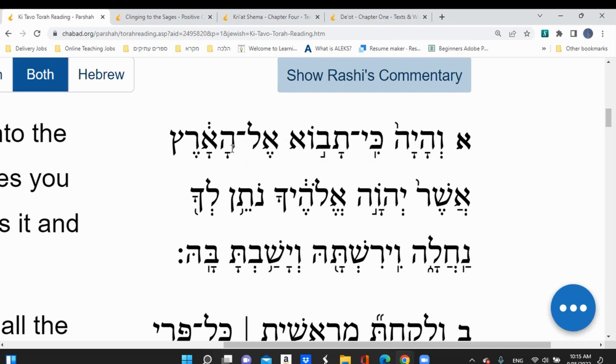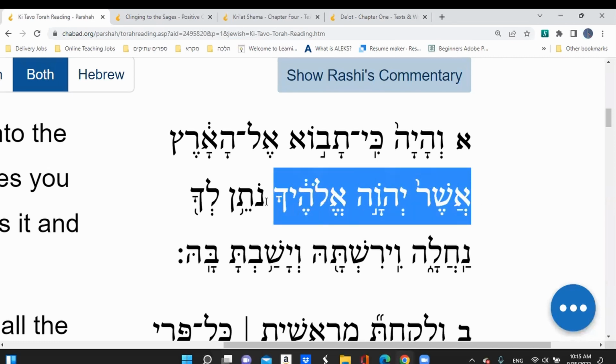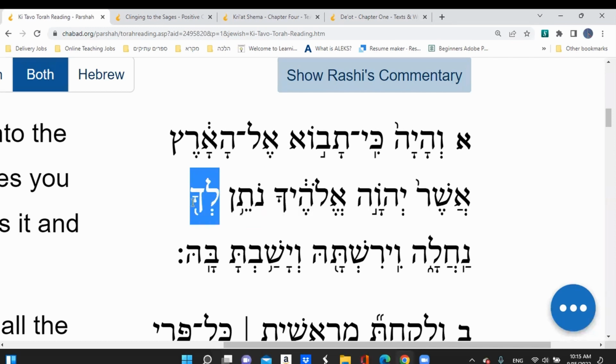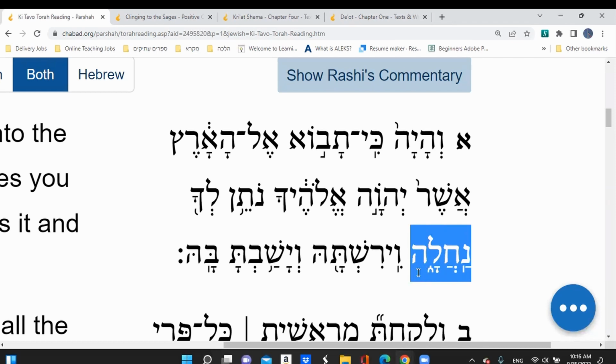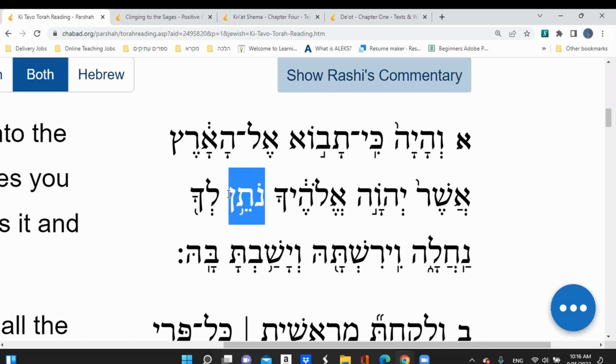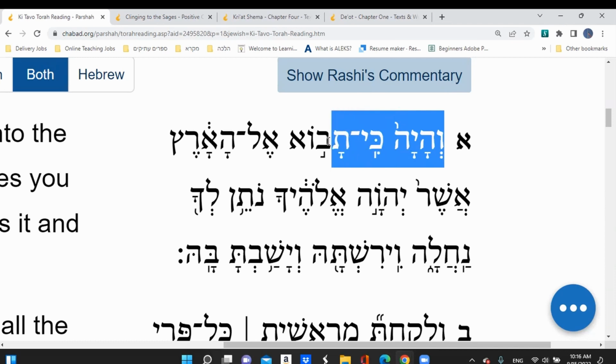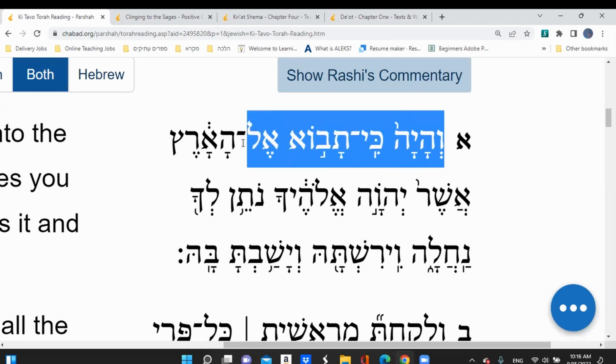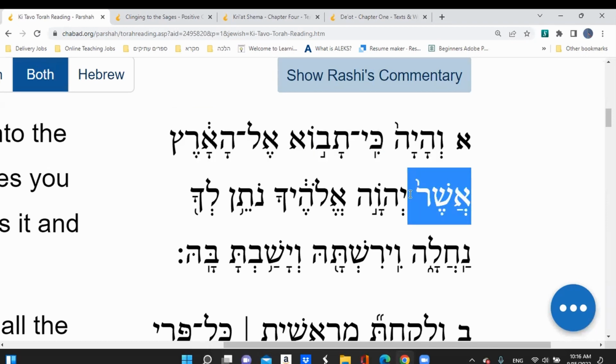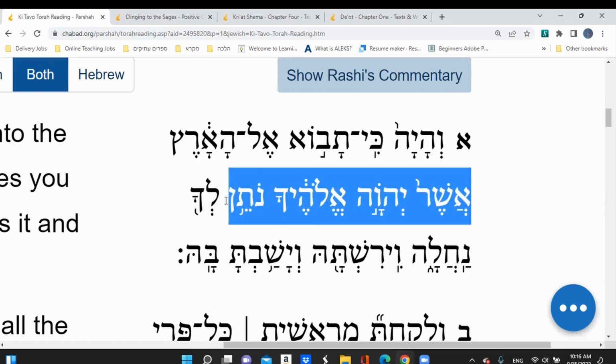El, toward, to the land. Aretz, the land. Asher, that, which or who? Adonai, the Lord. So that the Lord, Elohecha, your God, noten, gives, lecha, to you. Lecha, to you. Noten means gives, giving. So, and it will be that when you will come to the land that the Lord your God gives to you.